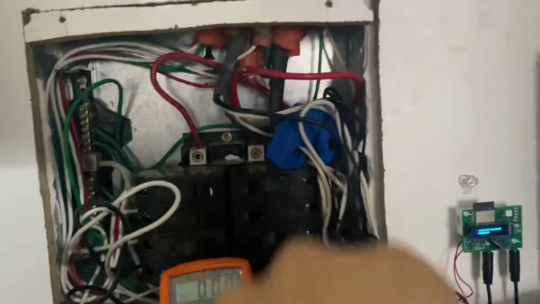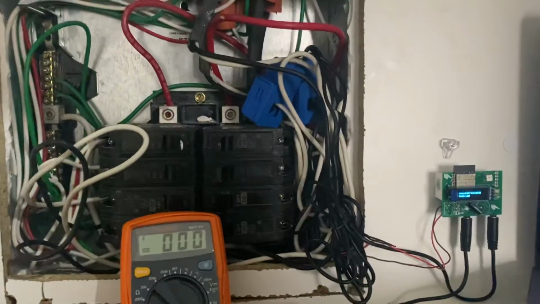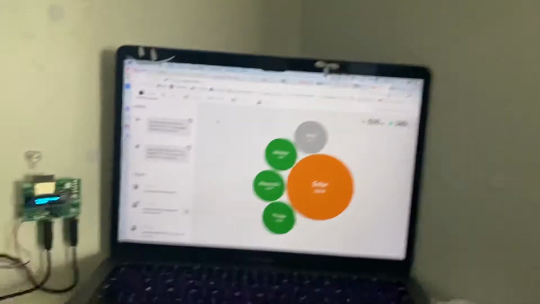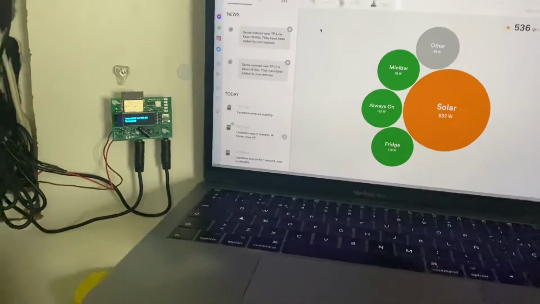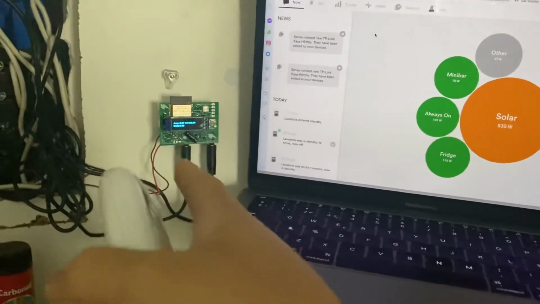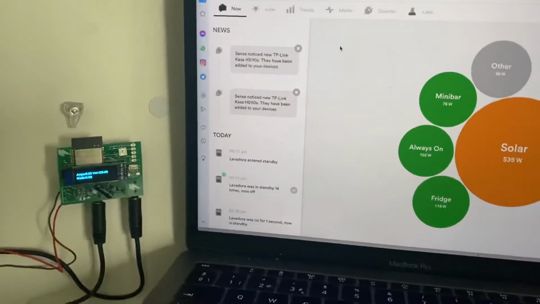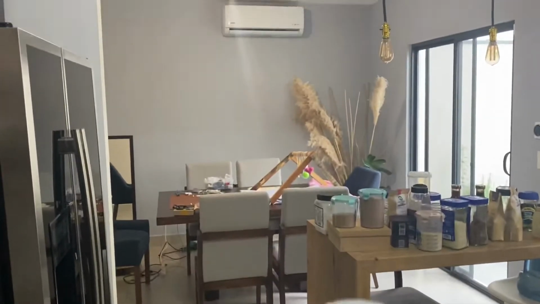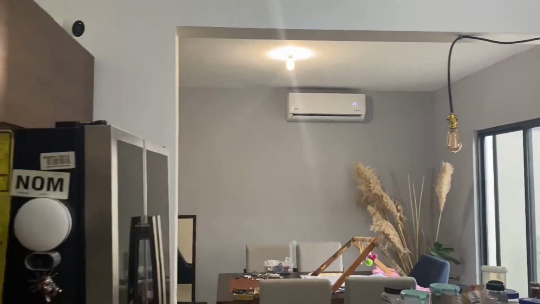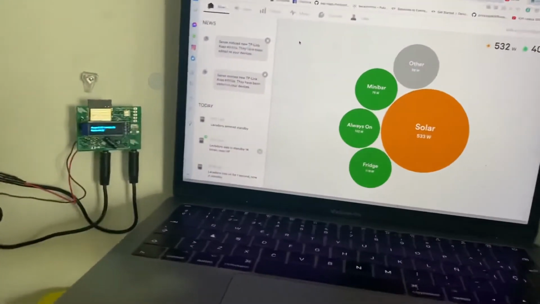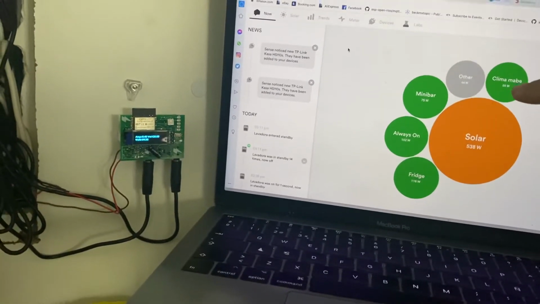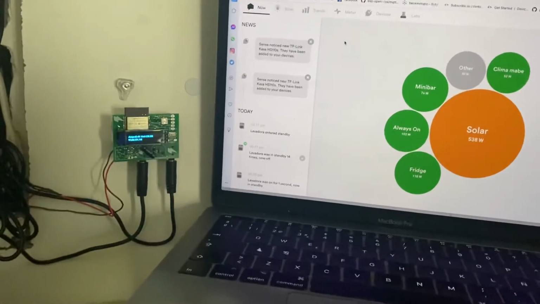These are the two clamps that I already attached. Okay. So let's turn the AC on. And I'm gonna put here my camera so that you can see the device at the same time at the Sense account. All right, so I'm gonna turn it on. There, 23 degrees. And there you go. This is the one that I'm sending the data to Sense.